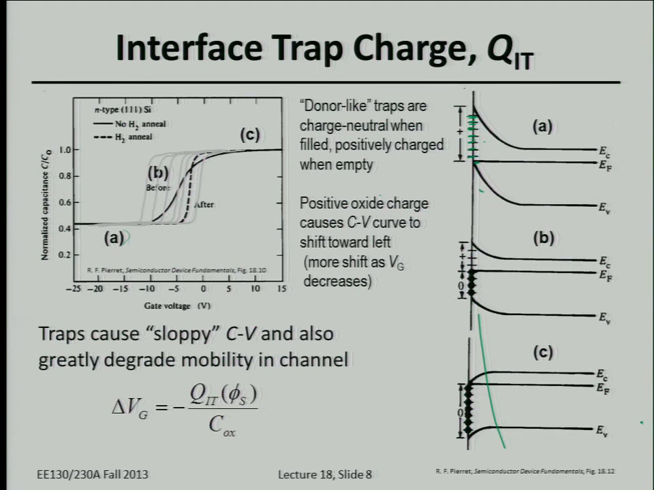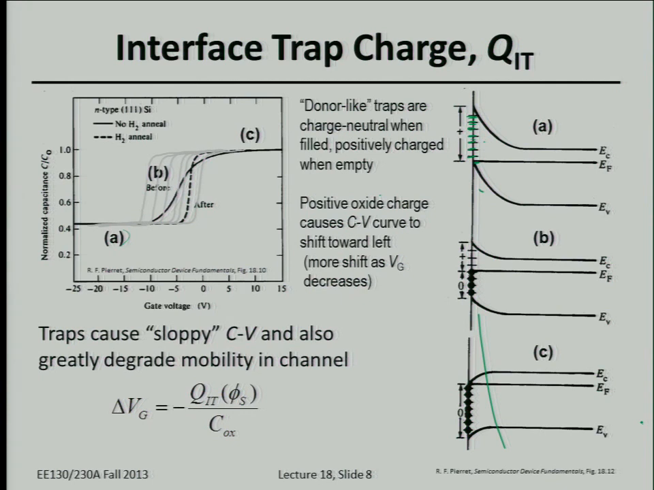The ones above, which are still empty, will still be positively charged. But the net impact is that you're sort of adding negative charge to the interface. So as you increase the gate voltage to the right, you're actually adding some negative charge at the interface. If you add more positive charge to the gate, you have to have some negative charge showing up on the other side, right? That negative charge can come from changing the depletion width, or you can add holes or electrons, or you can add trapped charge at the interface.